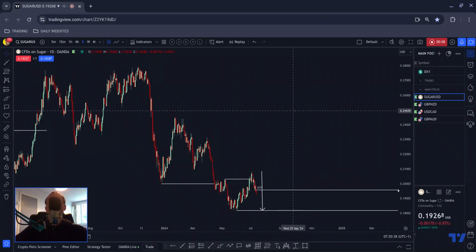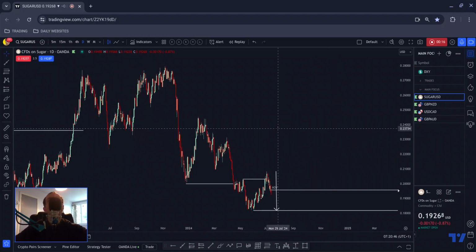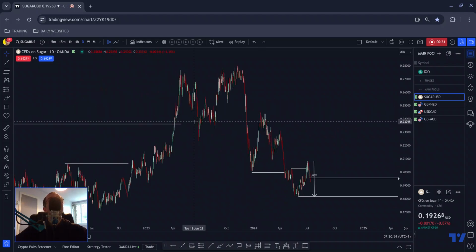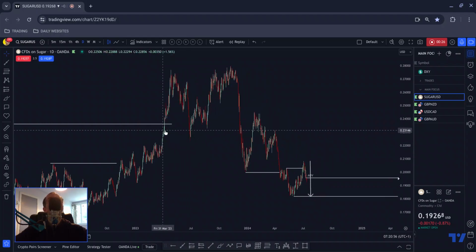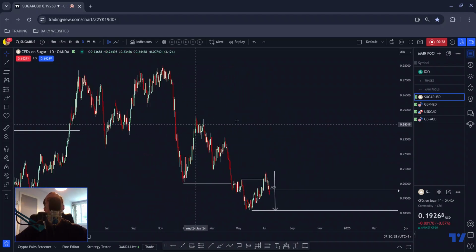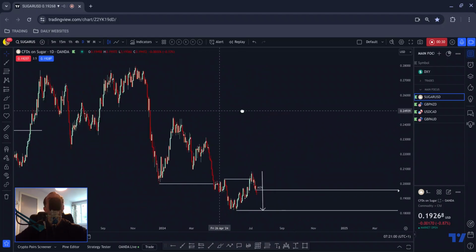I have four pairs on watch today, and those are Sugar USD, Pound Kiwi, Dollar CAD, and Pound Aussie. My favourite of the bunch, I've just juggled these around a bit, swapped in a pair here and there, and reordered them a little bit. But I don't know what's happened here. This is my favourite of the bunch, Sugar USD.